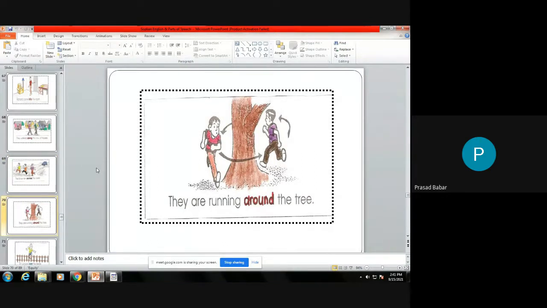Yes. This number is not divisible by this number, so cancel. Go for this one. Then there are two boys who are running around the tree. Okay, around means what?